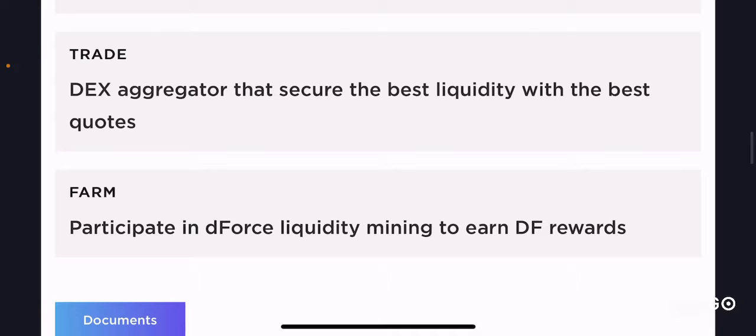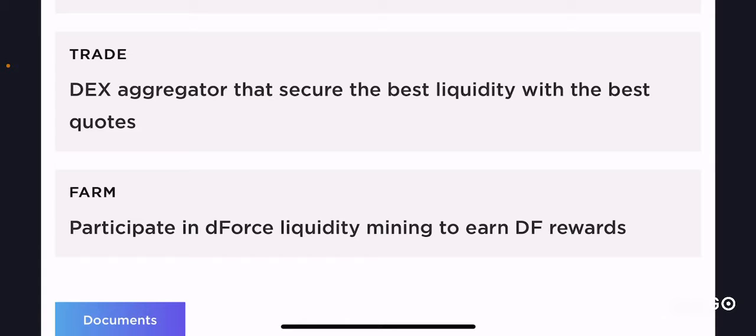So trade, DEX aggregator that secures the best liquidity with the best quotes. So if you want to trade your crypto assets, let's say for example, you find a higher rate on one cryptocurrency that you don't really own and you want to swap, you can use their decentralized exchange, which is built on the DForce platform itself, in order to buy the cryptocurrency that has the higher yield for you to invest in, right? Or lend or even passively earn by saving the cryptocurrency on your DForce network, right?